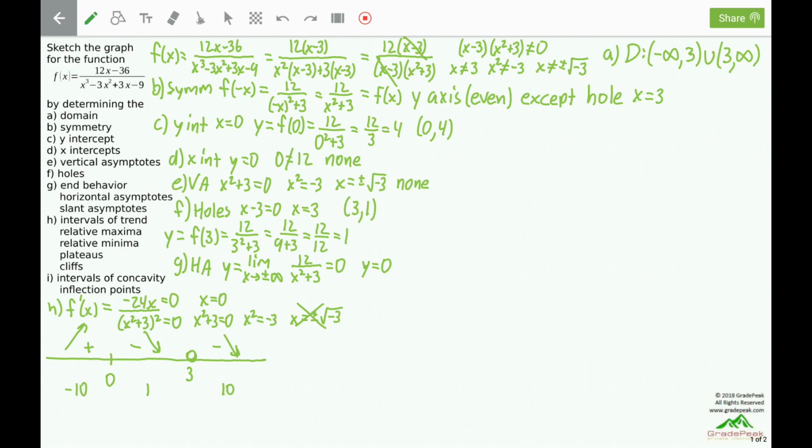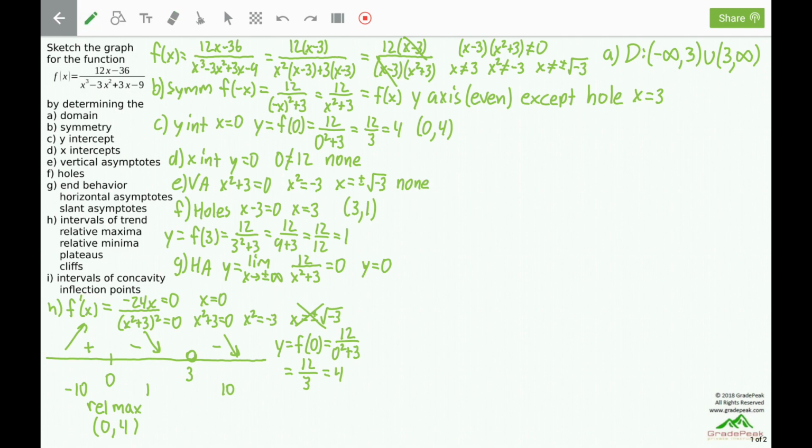Right at the critical number of x equals 0, we have the trend change from increasing to decreasing, so x equals 0 will be a relative maximum. X equals 0 came from the numerator, so it will be a normal relative maximum. It has an x-coordinate of 0, and it has a y-coordinate that can be found by plugging the x-coordinate back into the original function. So y equals f of 0. We can use the cancel version, so this will be 12 over 0 squared plus 3, which is 12 over 3, and 12 divided by 3 is a 4. We have a corresponding y-coordinate of 4.